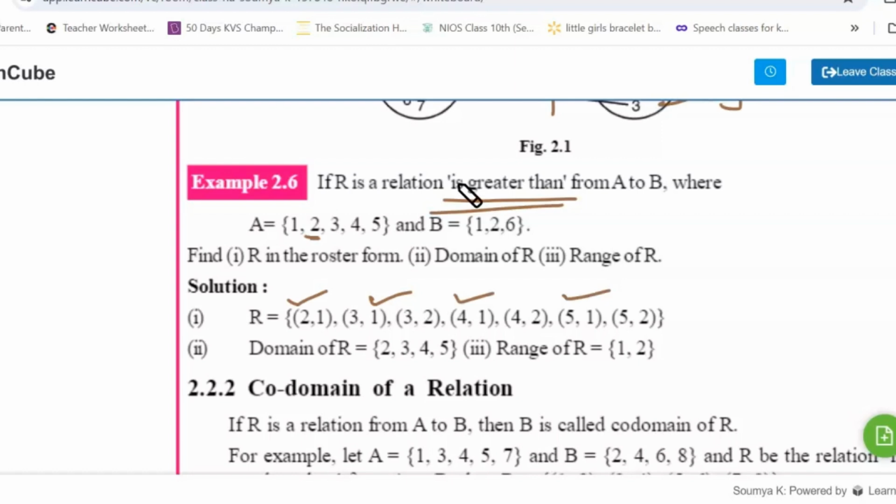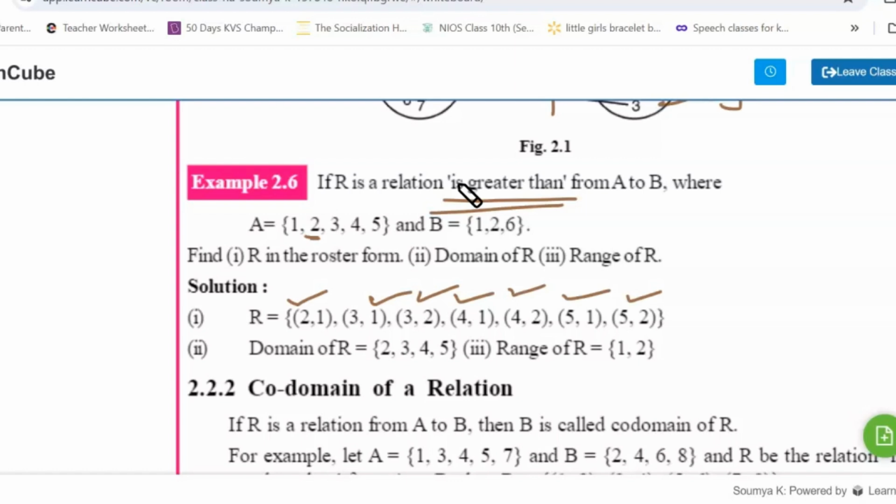Then comes 2, 2, no, not available. 3, 2, because 3 is greater than 2. Then comes 4, 2, that is also available. Then comes 5, 2, which is also available. Now check 4, 1, that's already mentioned here. 4, 2 mentioned, and 6 is greater than all of them, so that relation won't exist. So these are the resulting relation or ordered pairs.